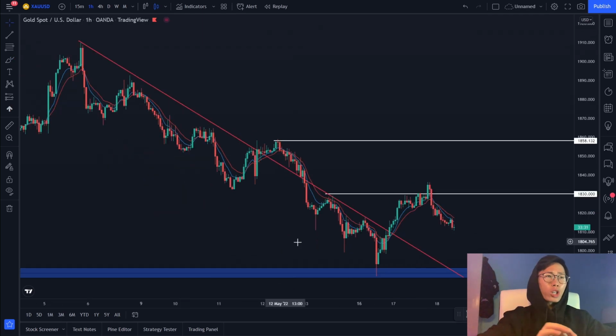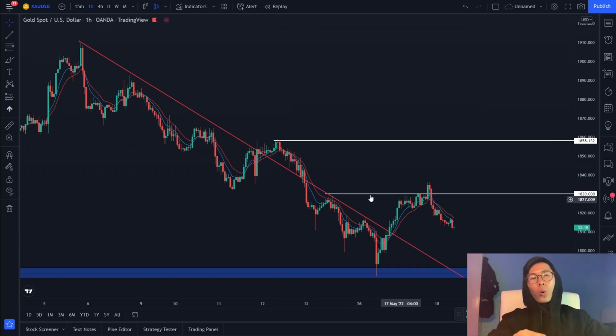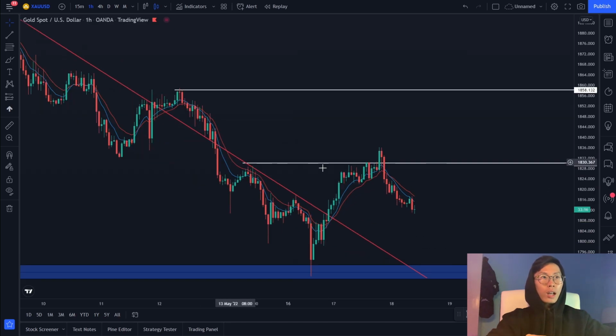And right now, just because price has broken out of this trend line that I've drawn, it does not mean that price is gonna reverse and go back up, alright? It has to break the last lower high. And the last lower high is right here. You can see this level I've marked up here. This is the last lower high.